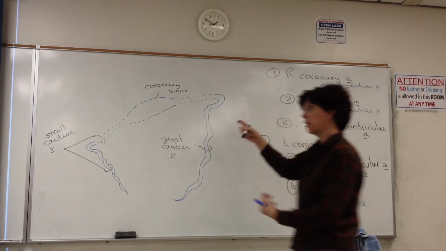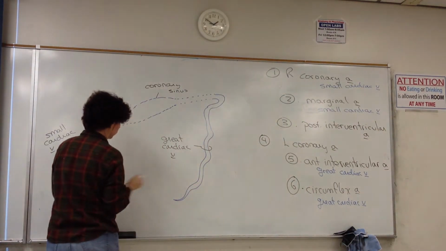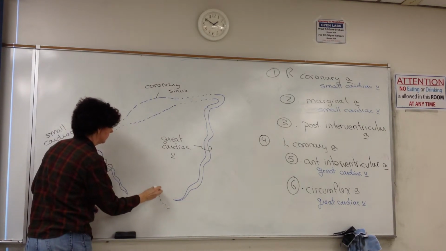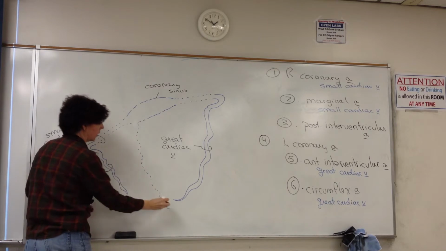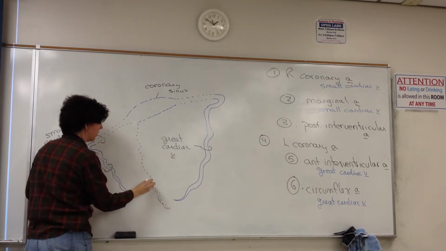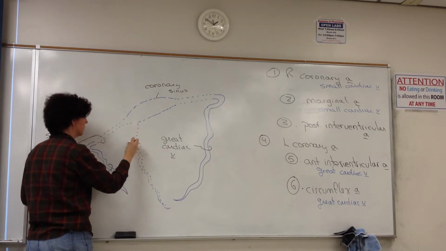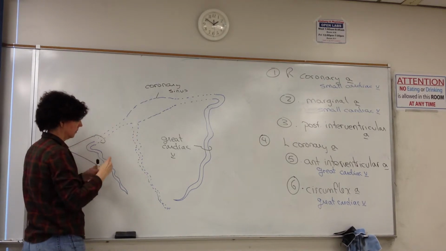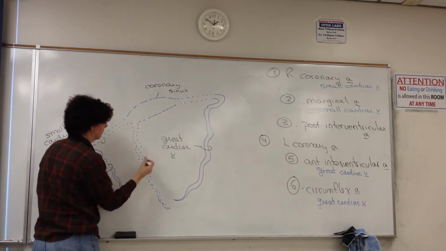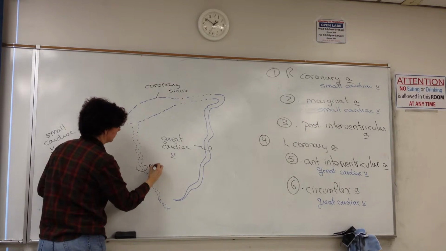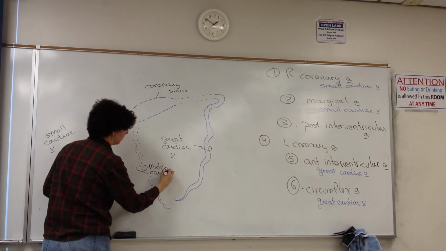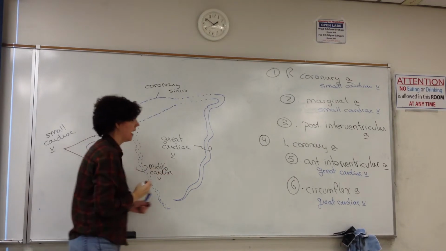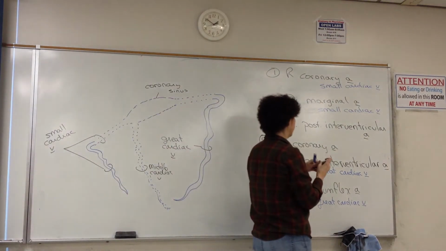And then on the posterior surface, we have the middle cardiac vein. And that's going to travel with the posterior interventricular artery.